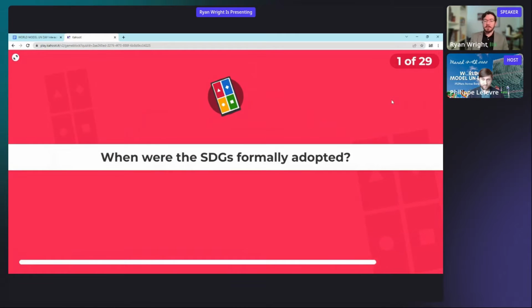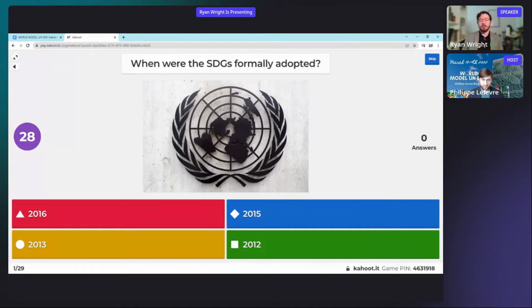All right, so our first question is, when were the SDGs formally adopted? Now, this is kind of a trick question in a way. I'd pay very close attention to how the question is worded, particularly the last word. Also interesting to note, this does have a link to one of our speakers tomorrow. Yes, indeed. That's a bit of a hint.